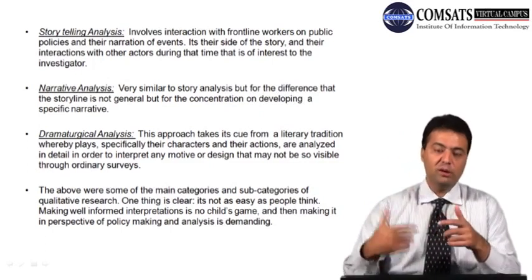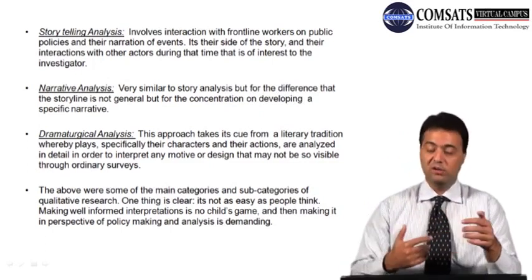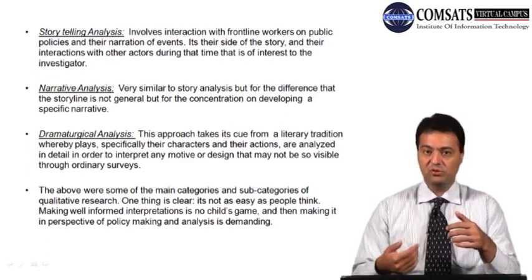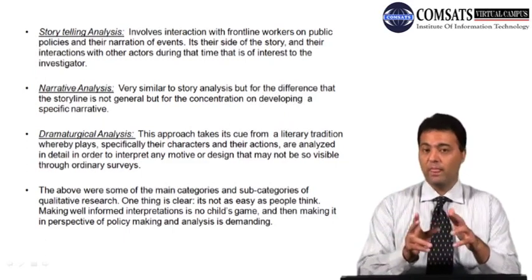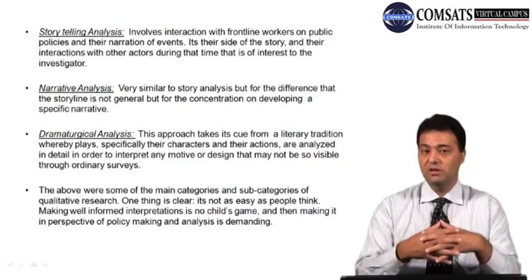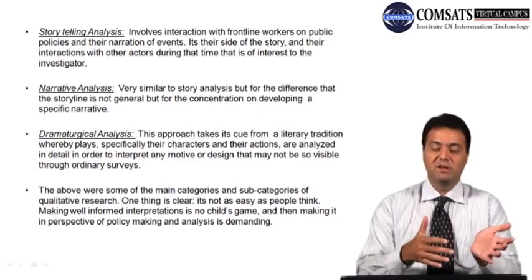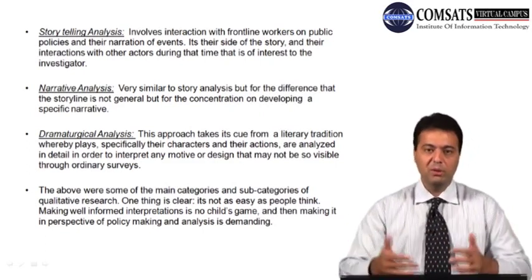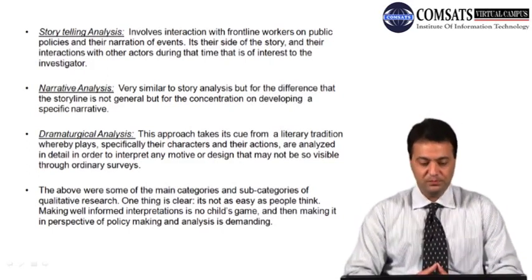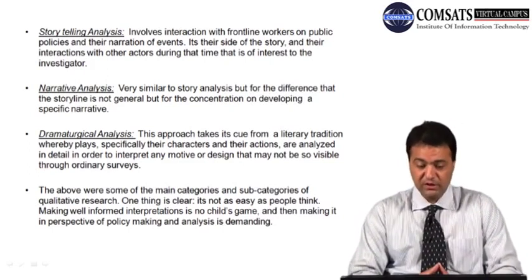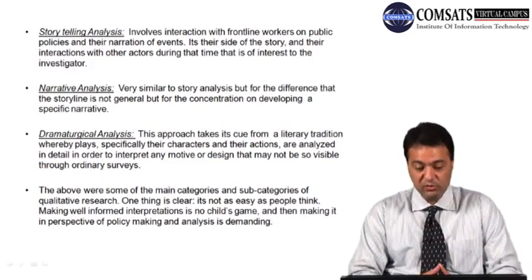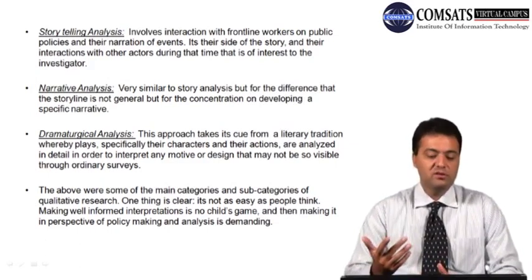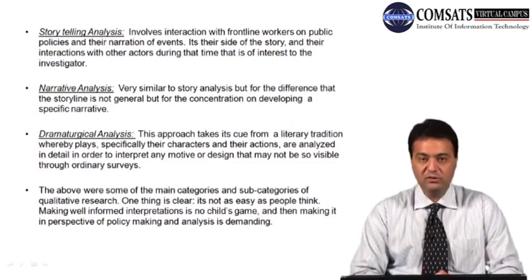So then you have the data, you have the story, you can now write a good research paper based on that data and that story, and make an interpretation that sometimes would contradict the data or the observation, or sometimes would conform to it. So it can go both ways, but that is how storytelling analysis works. Narrative analysis is very similar to story analysis, but for the difference that the storyline is not general, but concentrates on developing a specific narrative. Okay, so it's almost the same as storytelling, but it's not general.